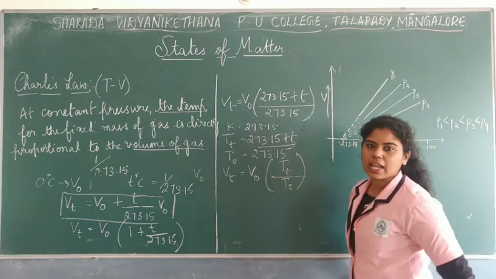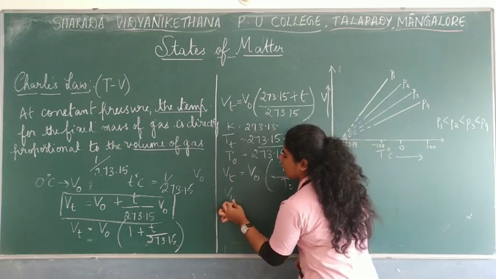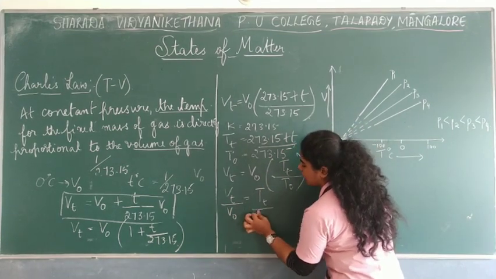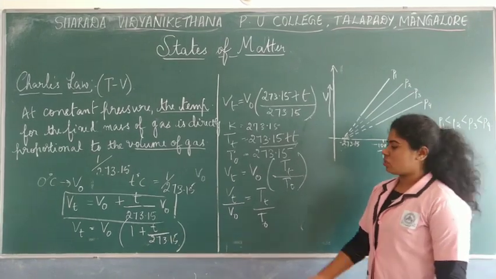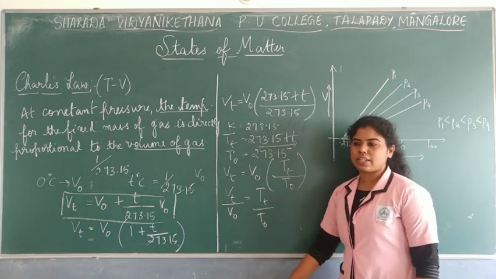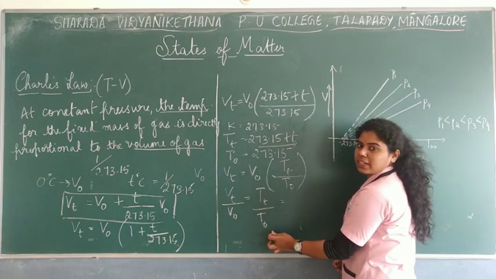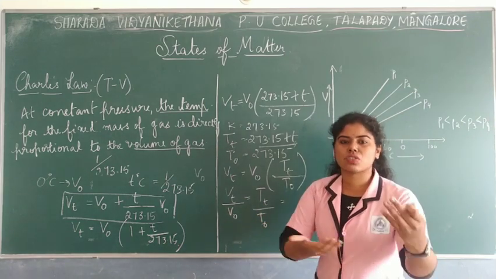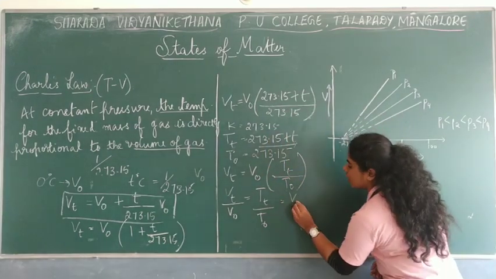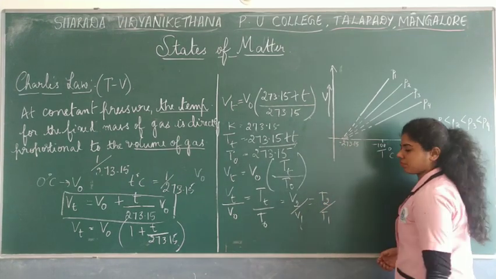Now let me try arranging this equation. Let me get all the V's to one side, all the T's to the other side. So Vt by V naught is equal to T of T by T naught. Right? So this is the final volume, this is the initial volume, final temperature, initial temperature. Now we can also denote final and initial as V2 and V1, T2 and T1, right? So here we write it as V2 by V1 is equal to T2 by T1.